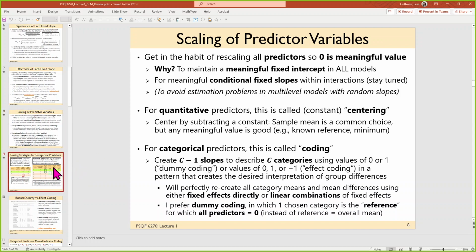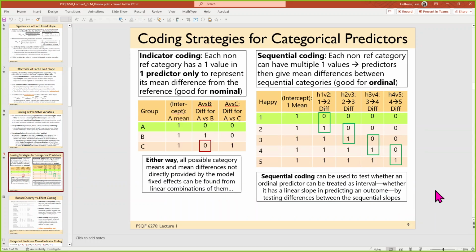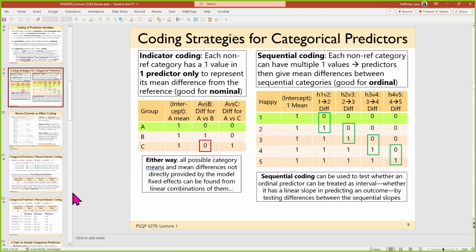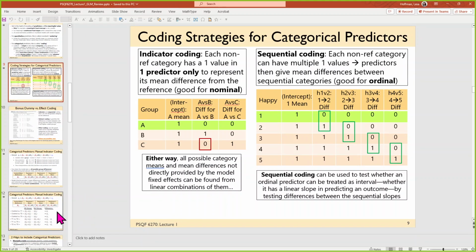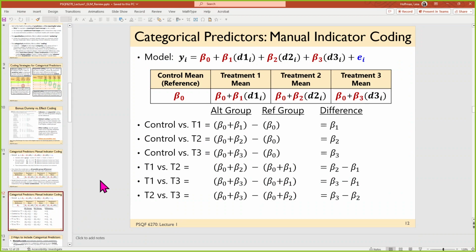So yeah, we talked about that. We talked about different coding schemes for categorical variables too. That's kind of like centering, who's the 0, and how you can trick your model into giving you the mean differences across groups that you want to know, whether it's all relative to one reference group or sequential differences as you move up categories in an ordinal variable. Yes, indeed. We talked about linear combinations to get the missing group differences. We'll get some practice with that in example 1 and throughout the semester.